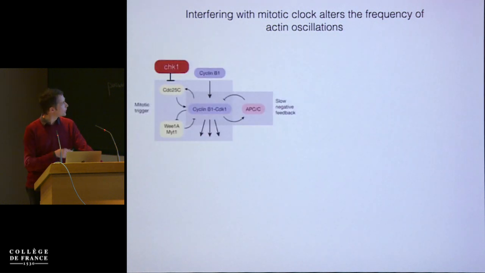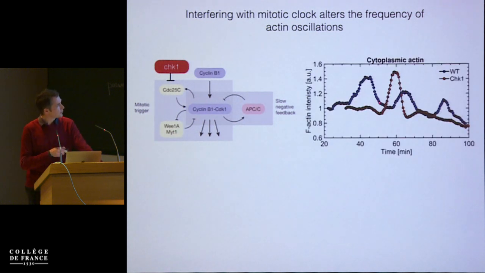And in the first experiment, we inhibit this positive feedback loop, CDC25 by CHK1. And what we find is that the periodicity of the flow is going down. So instead of 3 consecutive flows, we just get one flow event.